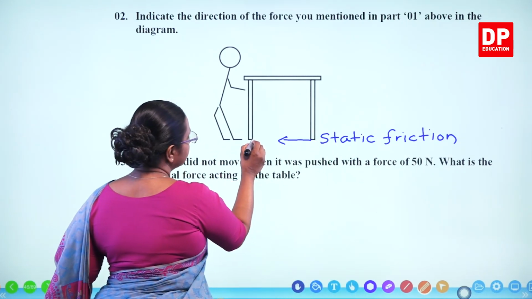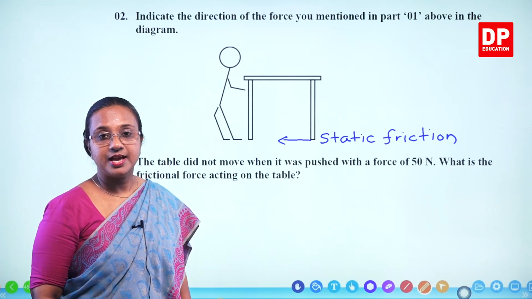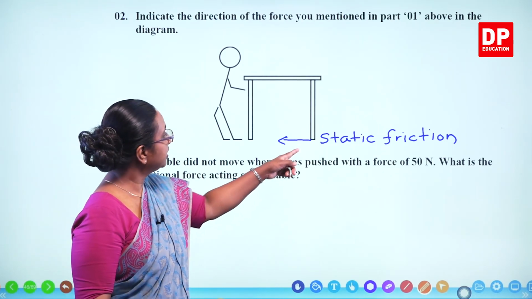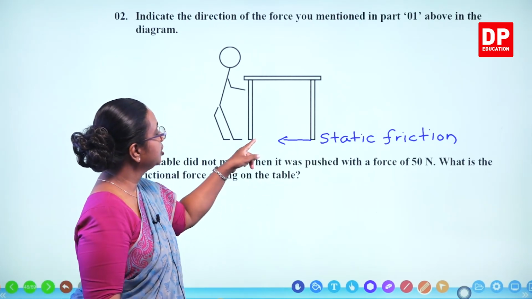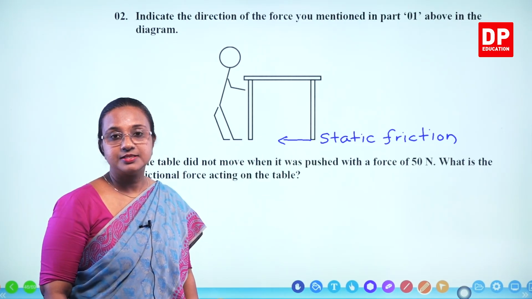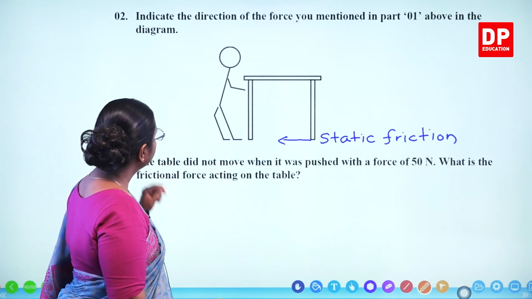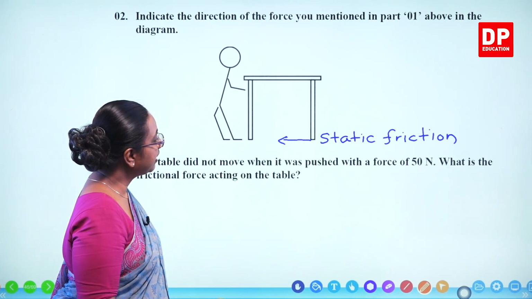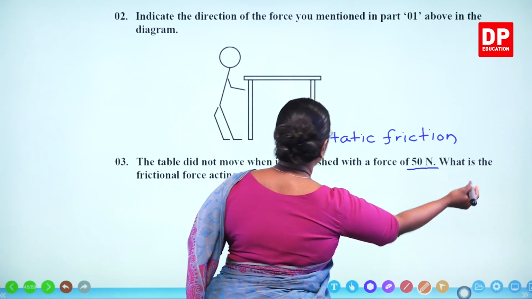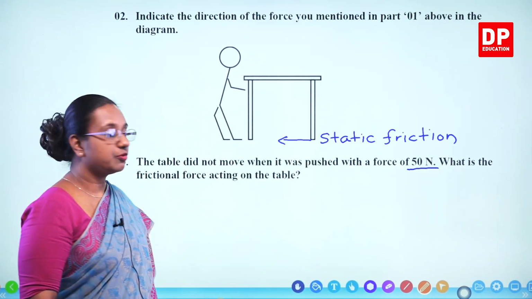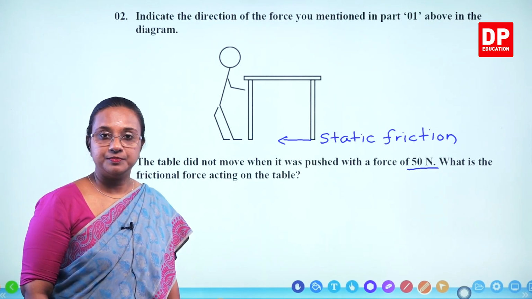It will act at this point and this point as well. So here they want you to show only the direction. So if we show the direction, that is enough. The table did not move when it was pushed with a force of 50 Newton. What is the frictional force acting on the table?